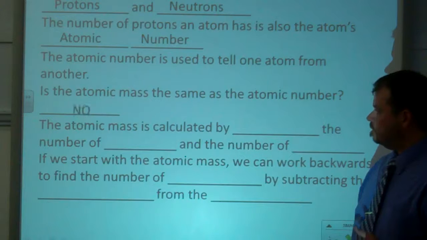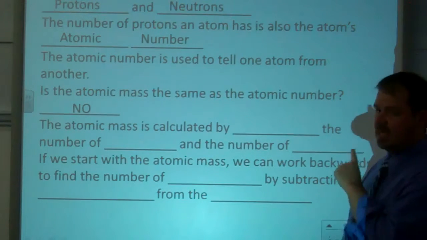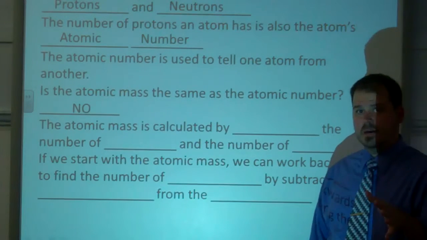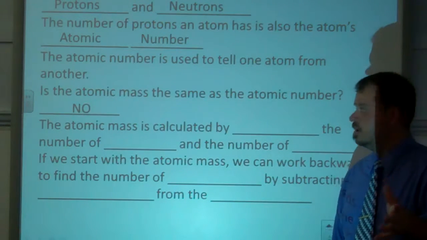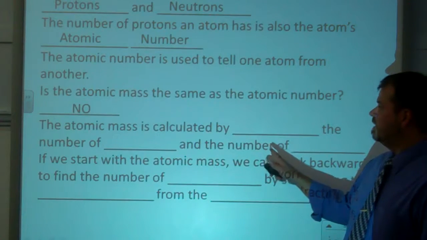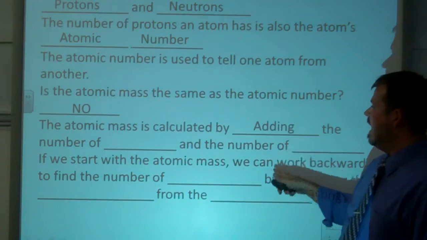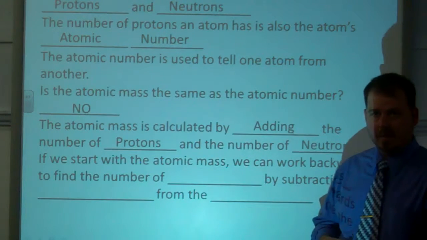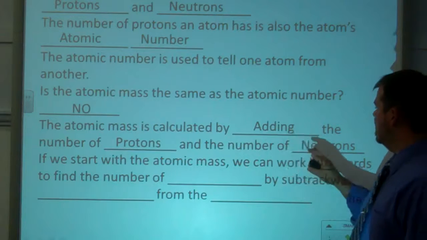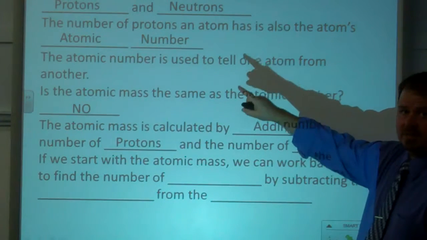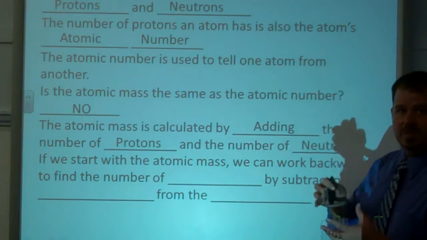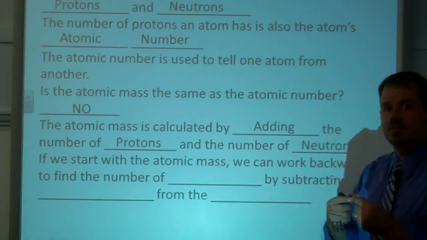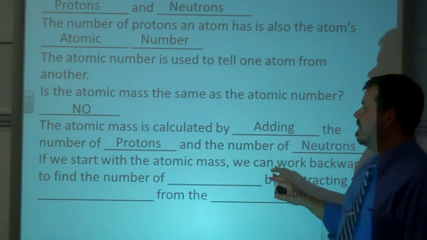Okay? The atomic mass, is it the same as the atomic number? No. We've got to calculate the atomic mass, or from the atomic mass, calculate the neutrons, either or. But here we go. To calculate the atomic mass, we add the number of protons and the number of neutrons, because both have mass. Those are the subatomic particles in the atom that have mass. We'll add those up. That's going to give us our atomic mass.